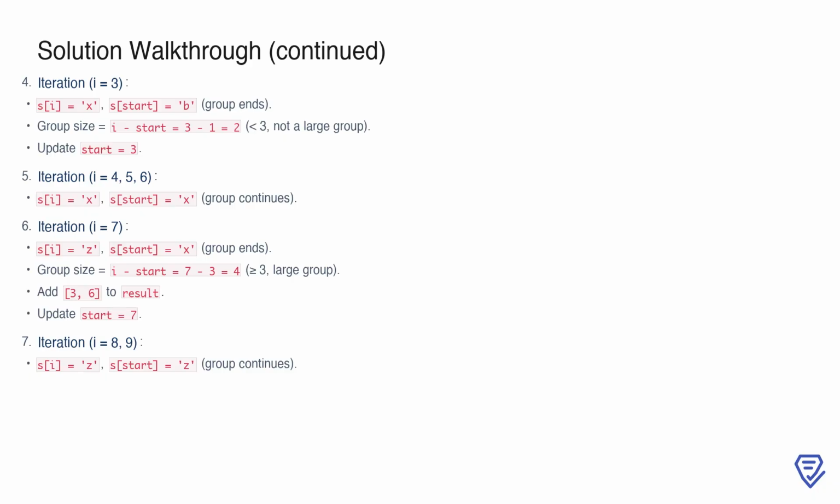The group size is now i - start, which equals 4. Since this is at least 3, it qualifies as a large group, and we add the range [3, 6] to the result list. After this, we set start to 7 to track the next group.